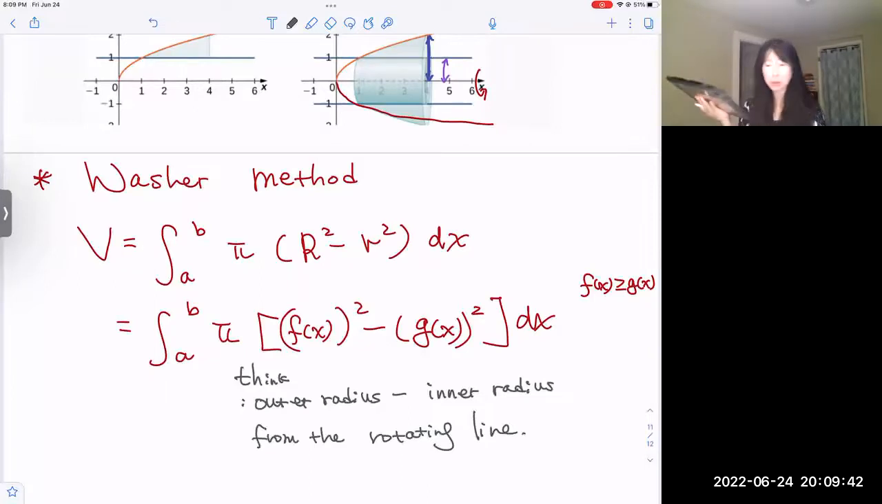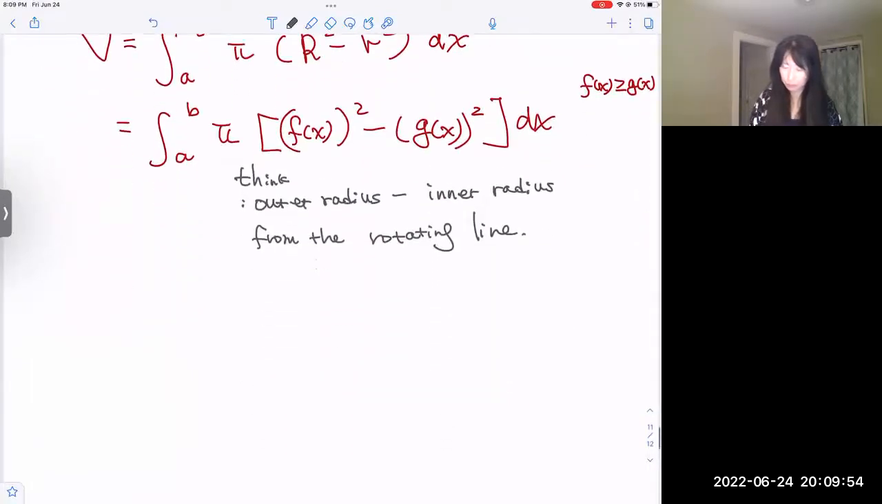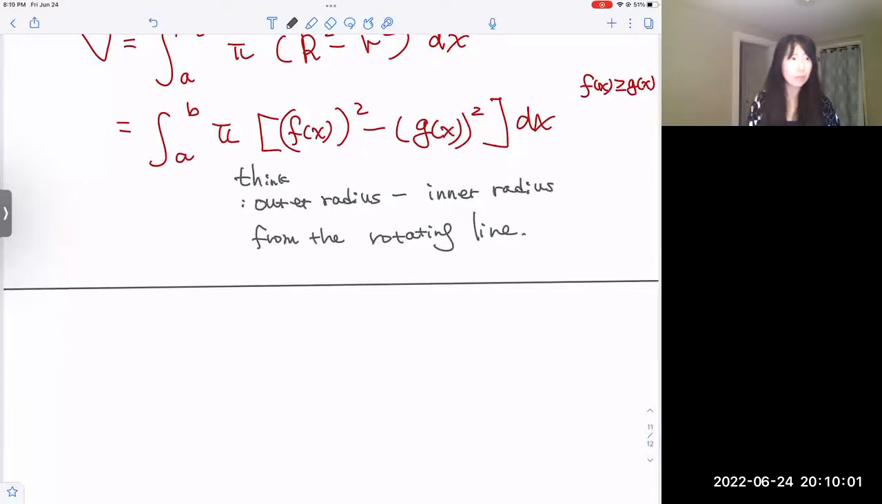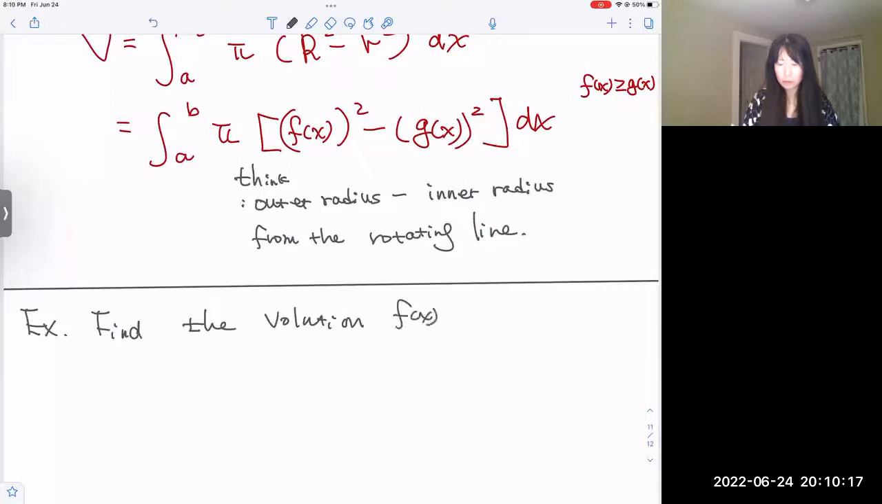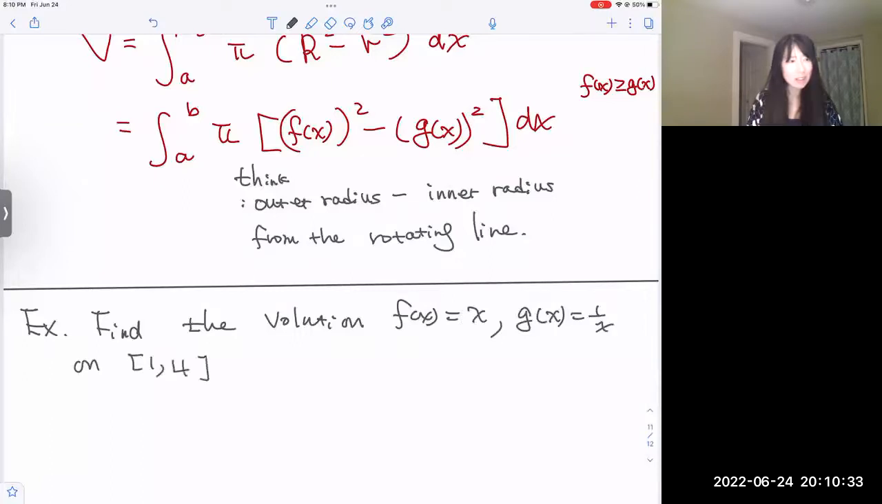Okay. All right. Let us do an example. Find the volume, f of x equal to x, I'm sorry, x, and g of x equal to 1 over x, around the x-axis.